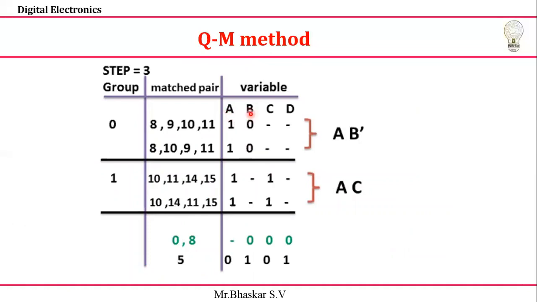A value is 1, B value is 0, which is nothing but AB bar, and 1 dash of 1 is nothing but A, and this one is taken as C, so AC we are going to take. Next, the second part you have is 0 comma 8, which we can take directly, and 5 also we can take directly. Let's move on to how to represent the prime implicant table in this matched pairs.